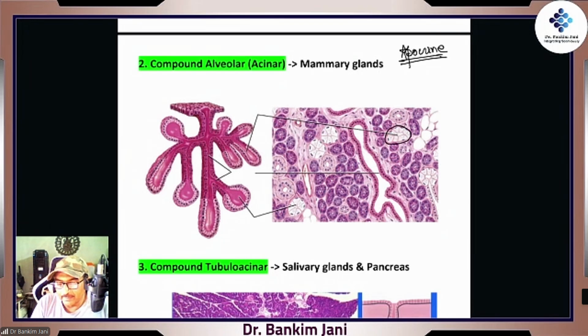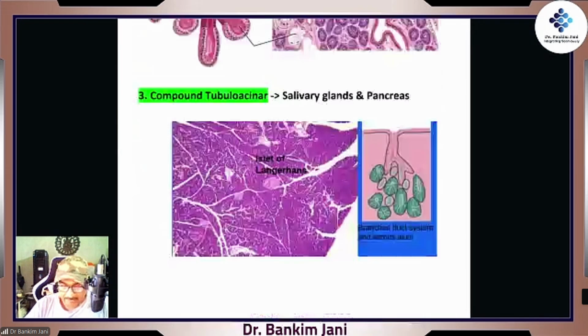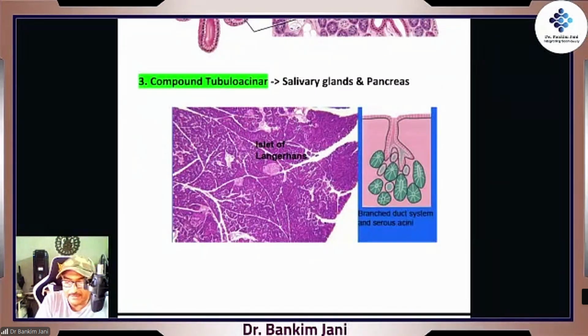So here, pyramidal cells, and see the duct. So that's how. And salivary glands and pancreas. In pancreas, there are islets of Langerhans. So these are islets of Langerhans, the beta cells, which secrete insulin.